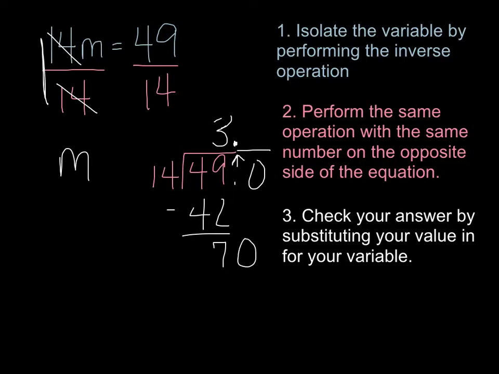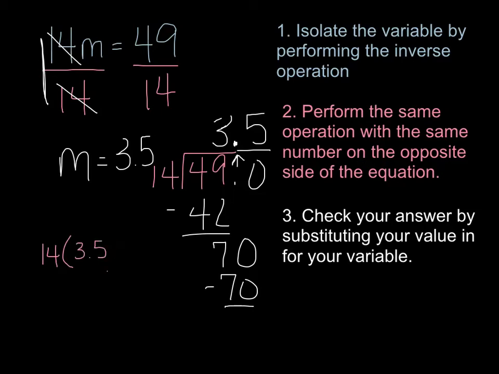And 14 can go into 70 5 times. 14 times 5 is 70, and we are done. So our answer to that is 3 5/10. And we're going to go ahead and check our answer. So in order to do that, we would do 14 times 3.5.